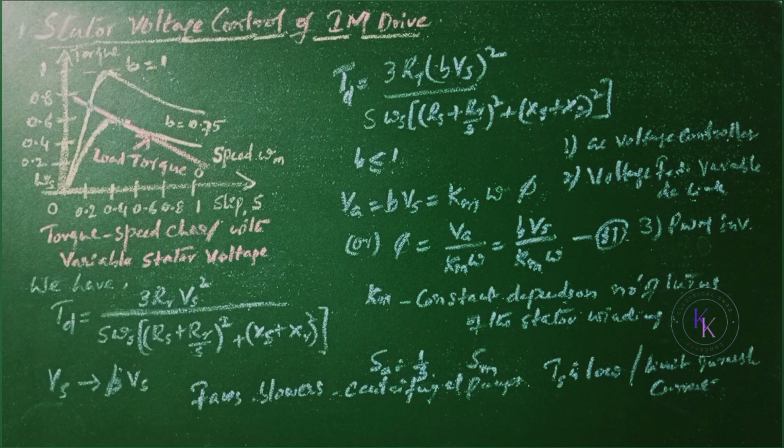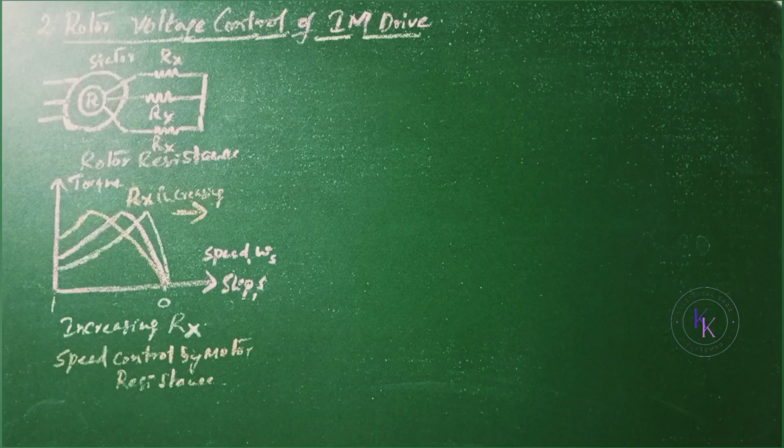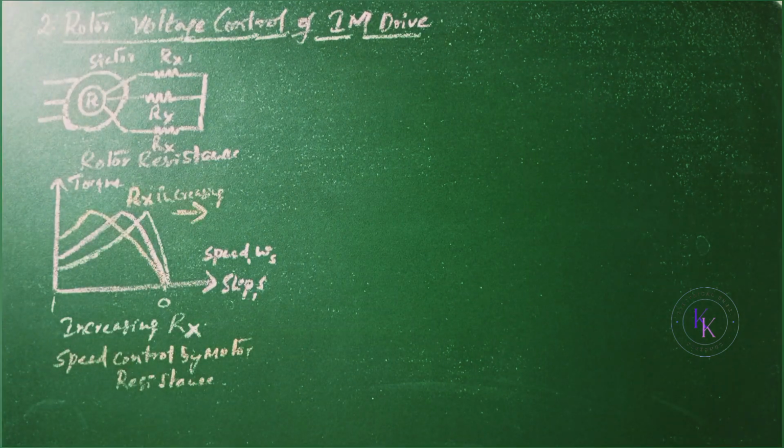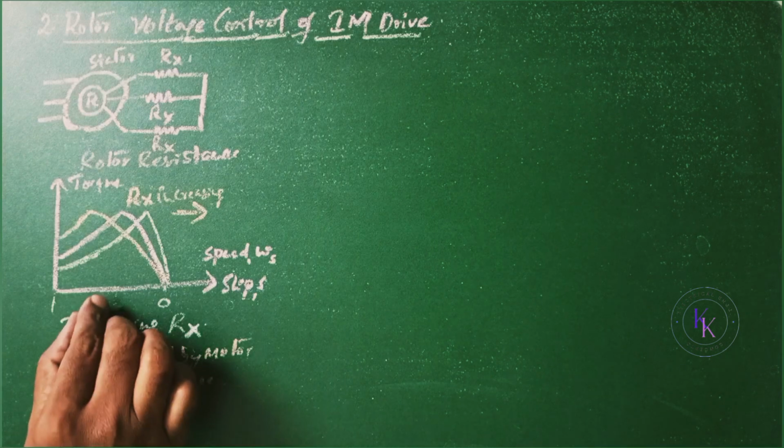This is regarding the stator voltage control of an induction motor. And the second type of control is the rotor voltage control. In a wound rotor motor, an external 3-phase resistor may be connected to the slip rings as shown in this figure. The developed torque may be varied by varying the resistance Rx. If Rx is referred to the stator winding and added to Rr, equation number 18 may be applied to determine the developed torque. The typical torque speed characteristics for variation in the rotor resistance are shown here.